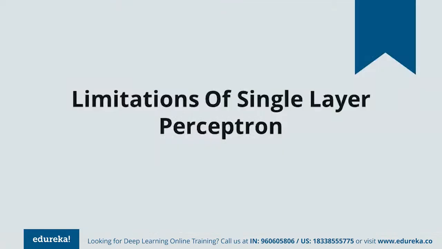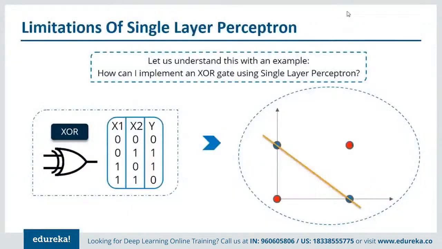Now there are certain limitations of single layer perceptron. Let us understand that with an example: how can we implement an XOR gate using a single layer perceptron? Let us see if we can do that or not. We have an XOR gate here, and this is the truth table. According to this truth table, if any one of the inputs is high, then the output is high. If both the inputs are low, the output is low. And if both the inputs are high, the output is low.